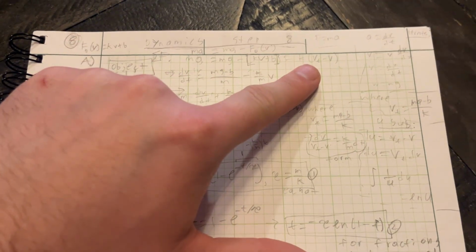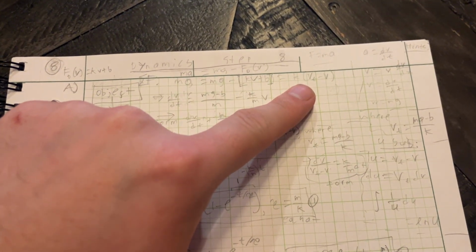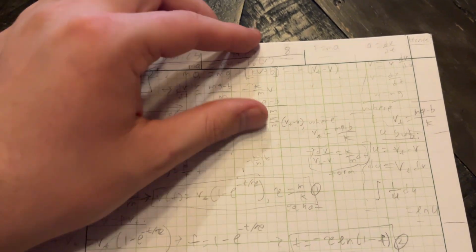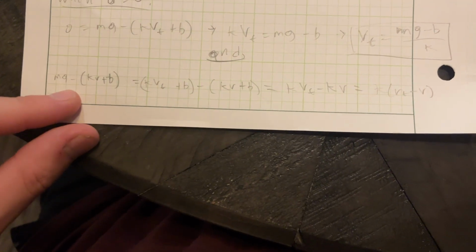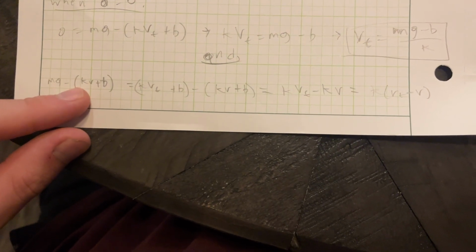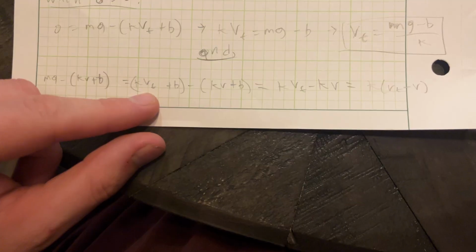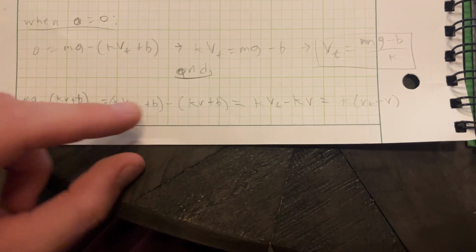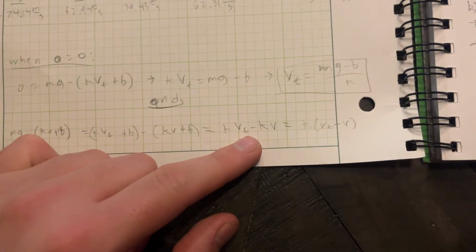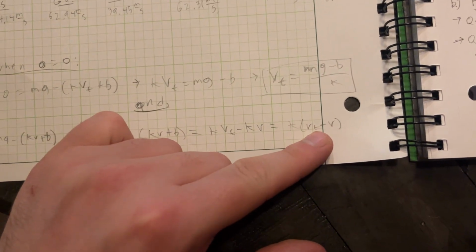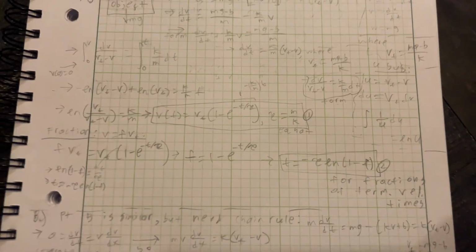And then I turned kv plus b into k times terminal velocity minus instantaneous velocity. You can kind of see here how I justified that step. ma equals mg minus kv plus b, which equals k times terminal velocity plus b minus kv plus b. I factored out the k and turned it into this, so it's more convenient for integration.